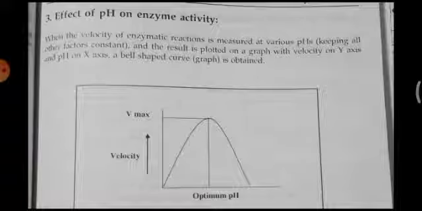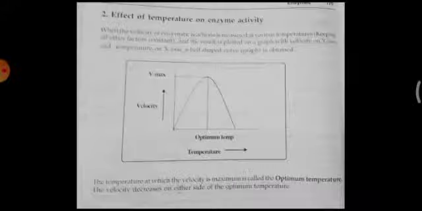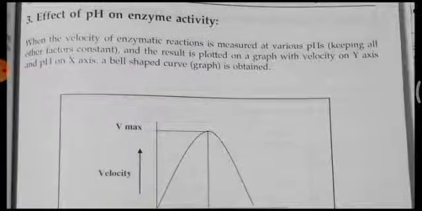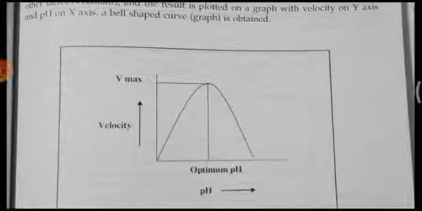Above or below this pH, the enzyme activity decreases. So an enzyme at its optimum pH will show the maximum velocity, and above or below this optimum pH the enzyme activity decreases. It is a bell-shaped curve. You can see the curve looks like a bell, and in temperature also it is a bell-shaped curve. Hence, maintaining the acid-base level in the body is very important for the normal functioning of enzymes.